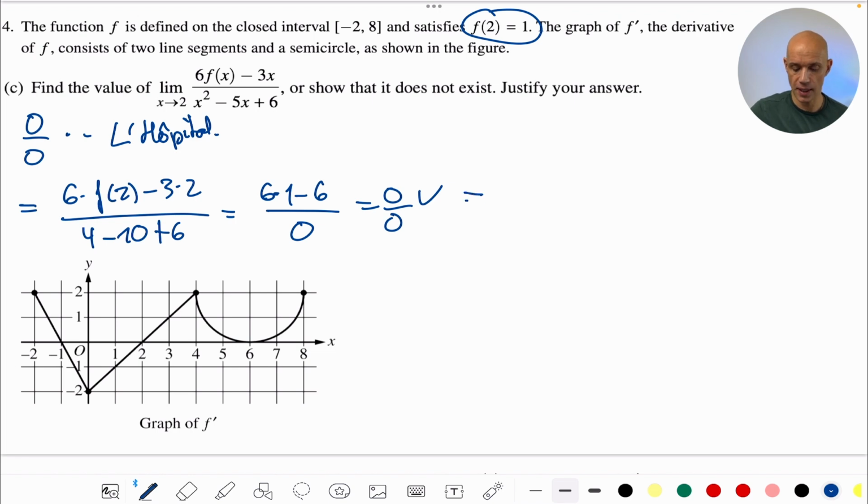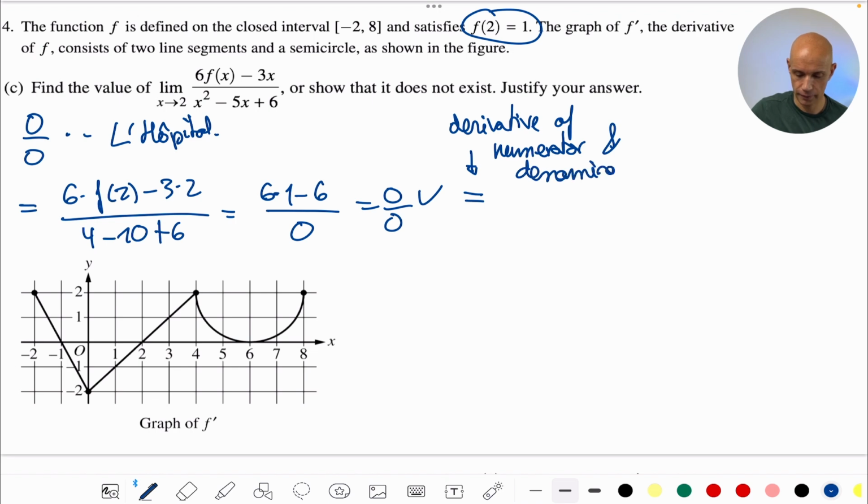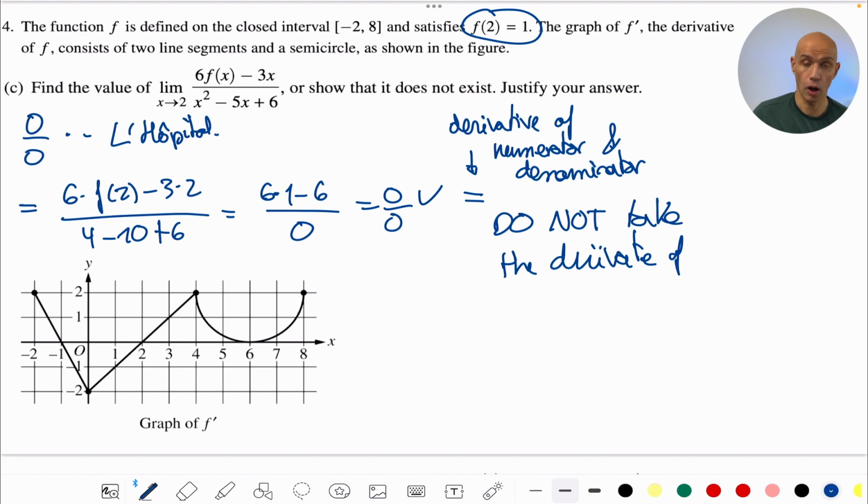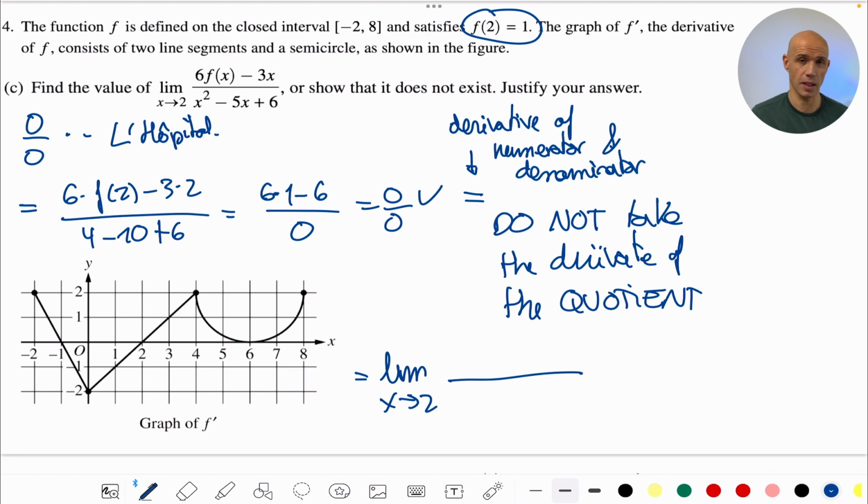Now, the rule says that you have to take the derivative of the numerator and denominator. Do not take the derivative of the quotient. No, it's not the derivative of the quotient. No, it's numerator and denominator separately. So that limit equals, it's going to be the same as the limit as x goes to 2.